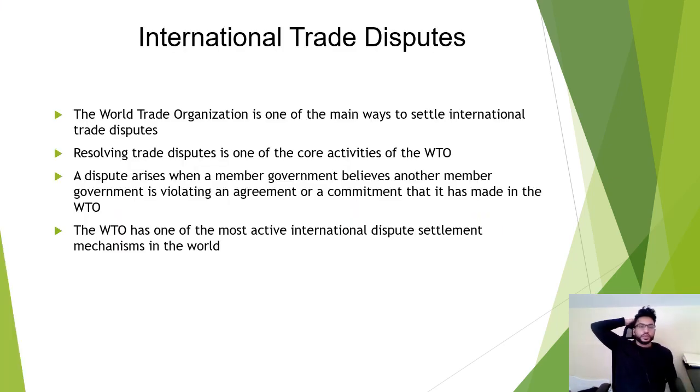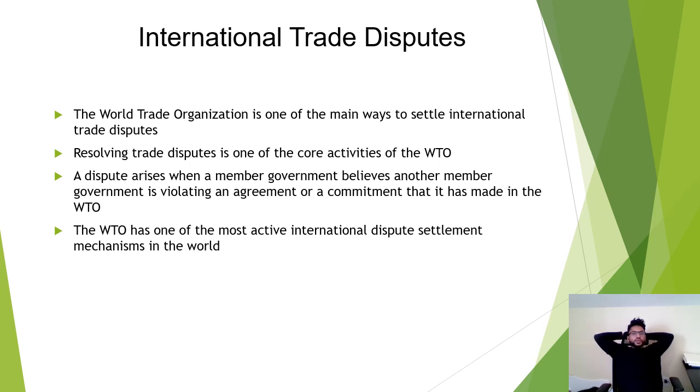International trade disputes. What's an international trade dispute? The World Trade Organization is one of the main ways to settle international trade disputes. We spoke about this before. If you have an issue with a company you're doing business with overseas, or two countries are having issues with trade that they're doing overseas, and something happens, that's a trade dispute. The World Trade Organization is the main way to settle international trade disputes.